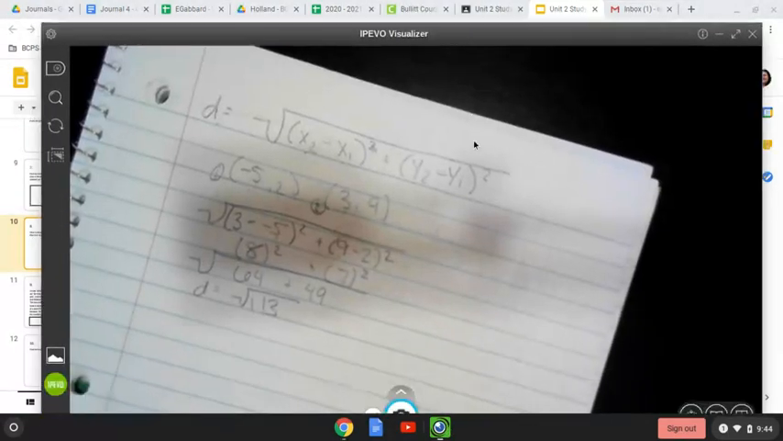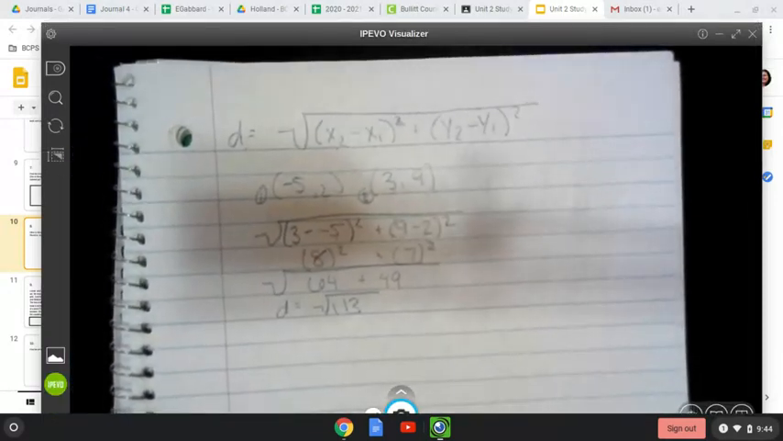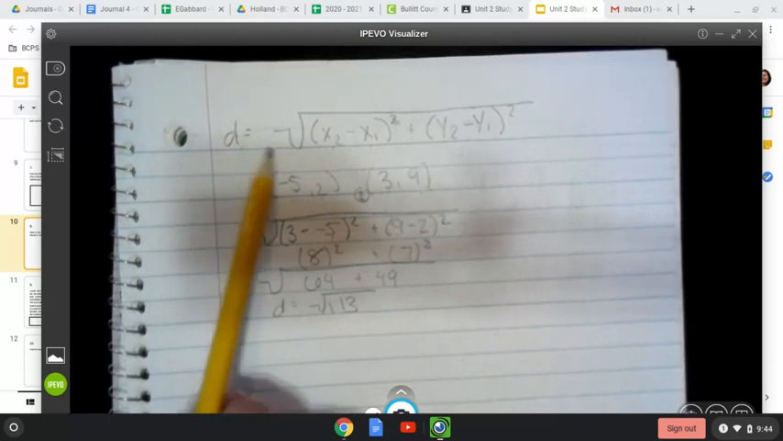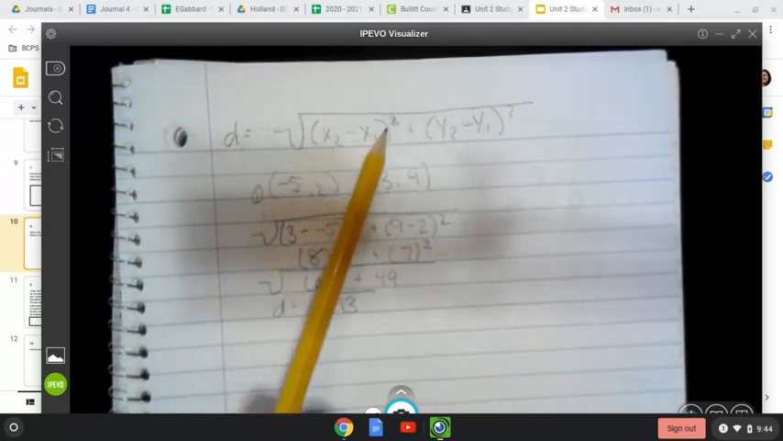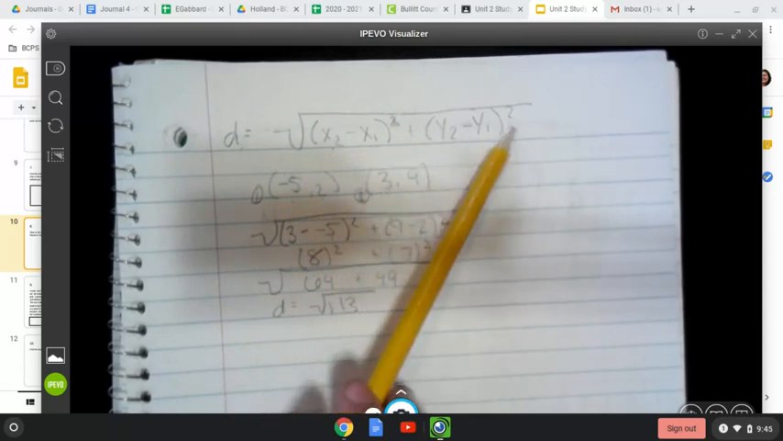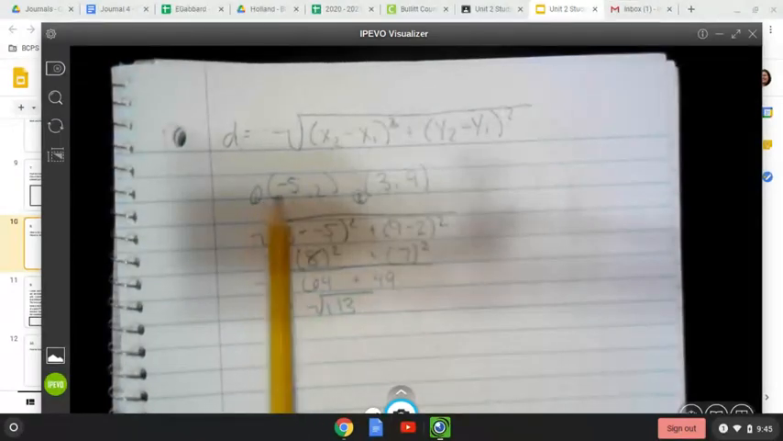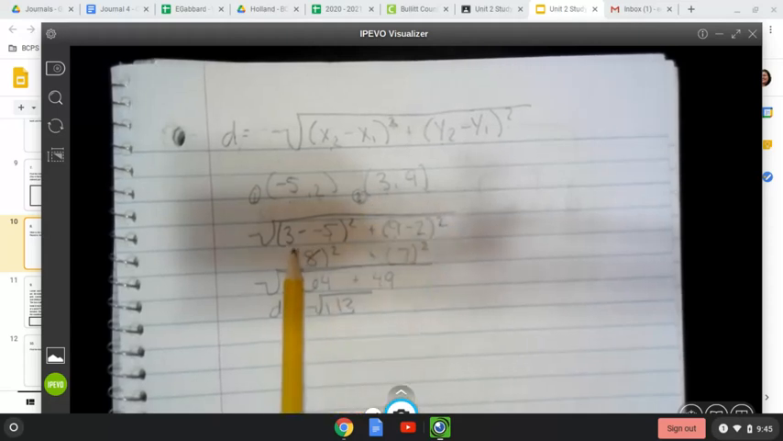So hopefully you have written down your distance formula, have it handy. So distance equals the square root of x2 minus x1 squared plus y2 minus y1 squared. We have our 2 points. So our 1's are going to be negative 5, comma 2. And then our 2's are going to be 3, comma 9. So we just sub in.